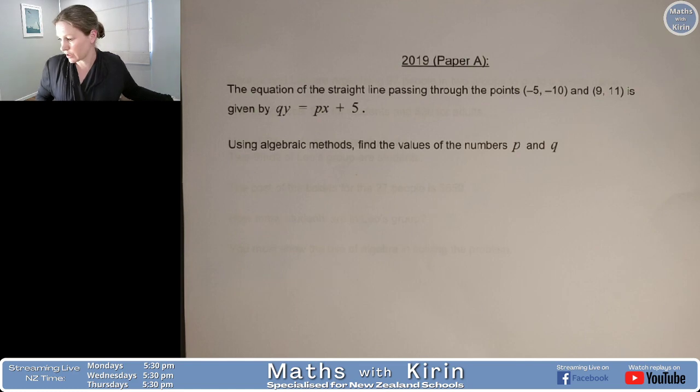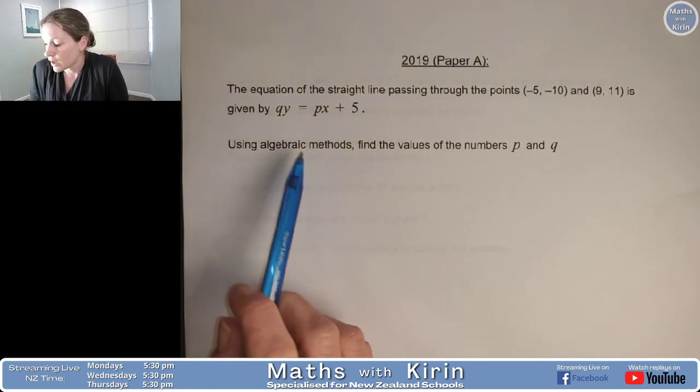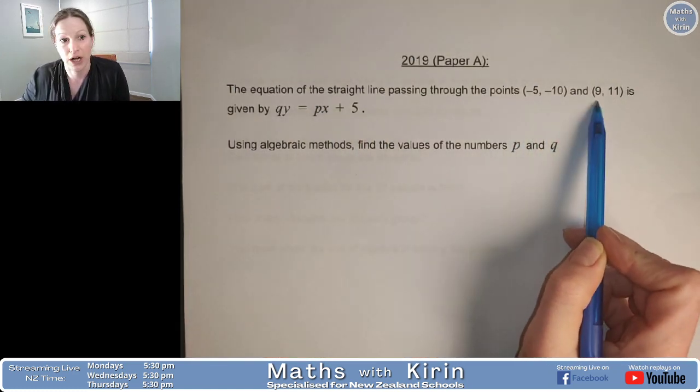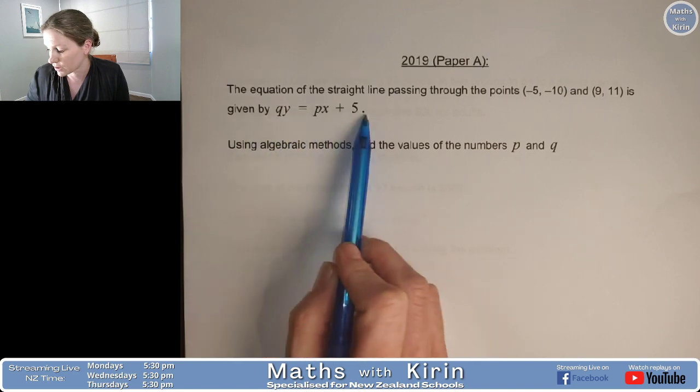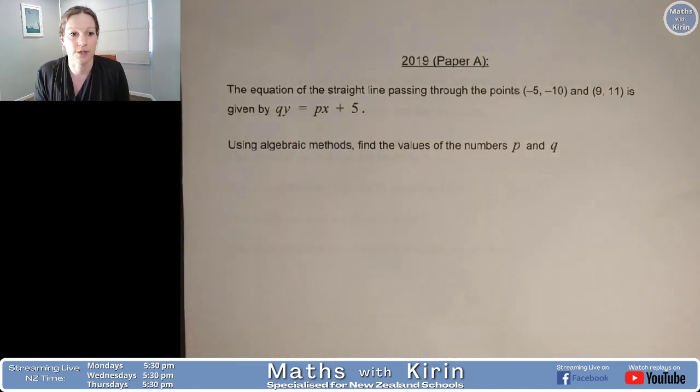So this question we looked at in the substitution video. So it's from last year's paper. It's the equation of a straight line. So it passes through the point -5, -10, and 9, 11. And we know it's given by this equation here, qy equals px plus 5. We want to use algebraic methods to find the numbers p and q.